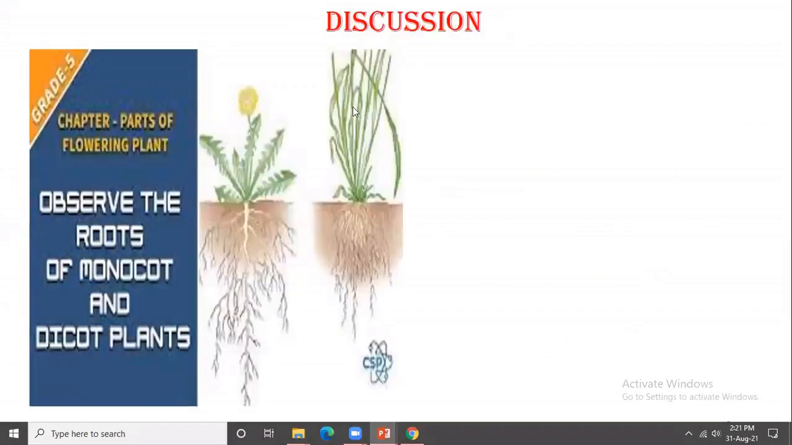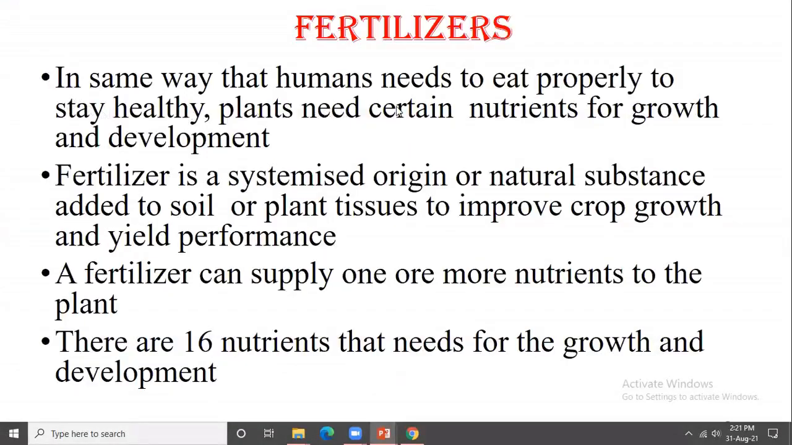Then we will move to the fertilizer. In the same way that humans need to eat properly to stay healthy, humans need some nutrition for healthy and proper growth. That's why plants need certain nutrition for growth and development. Fertilizer is a synthetic or natural substance added to soil or plant tissue to improve crop growth and yield performance. A fertilizer can supply one or more nutrients to the plant. There are 16 nutrients needed for growth and development.